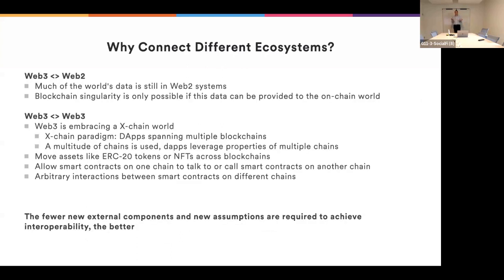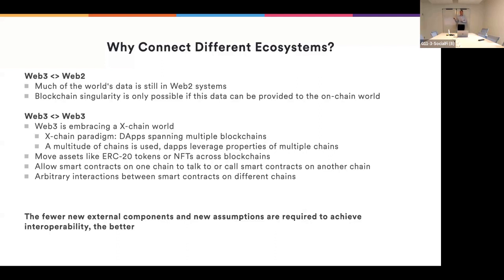And now, why connect different ecosystems? Why do those integrations? The actual topic of today's talk. There are these two parts of integrations, Web 3 with Web 2. I think that's very clear, because most of the world's data these days is still in the Web 2 ecosystem or in Web 2 silos. And we need to get this data over to Web 3 in order to make blockchain singularity happen, meaning that all of the computations in the future will run on blockchain. That will be the ultimate goal here, but at least lots of the computations are running on blockchain. For this, we need to tap into the data sources of Web 2 to make this happen. So that's clear, we need this integration in a trustless way, ideally.